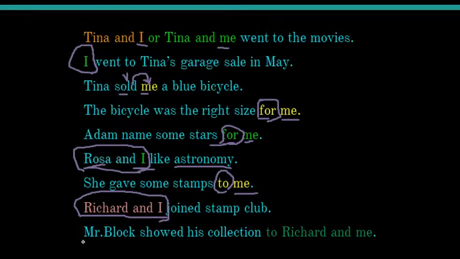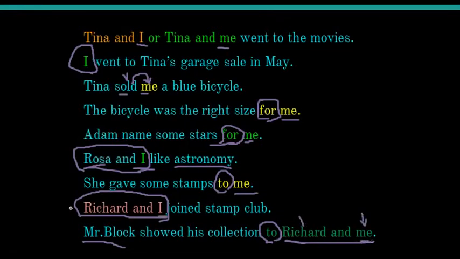Next example, Mr. Block showed his collection to Richard and me. In this sentence, the speaker is using me. Why? Because Mr. Block is the subject of the sentence and Richard and me is the object of the preposition to. We are following the rule: name the other person first, then speak or write about yourself. Richard is named first and then the speaker.